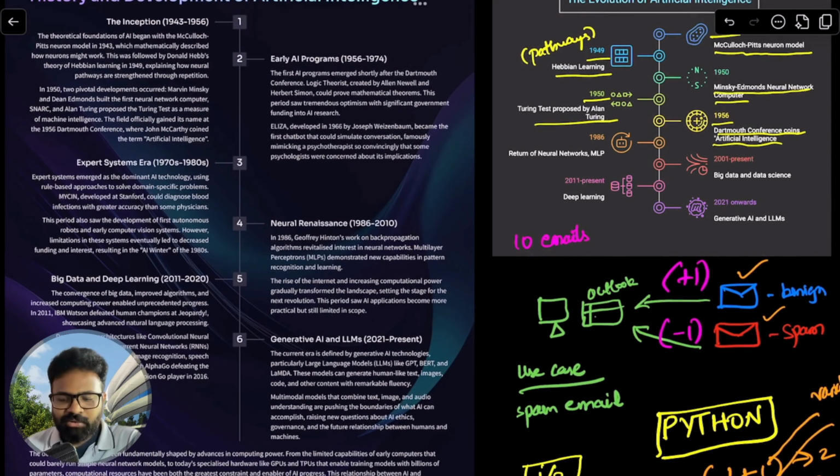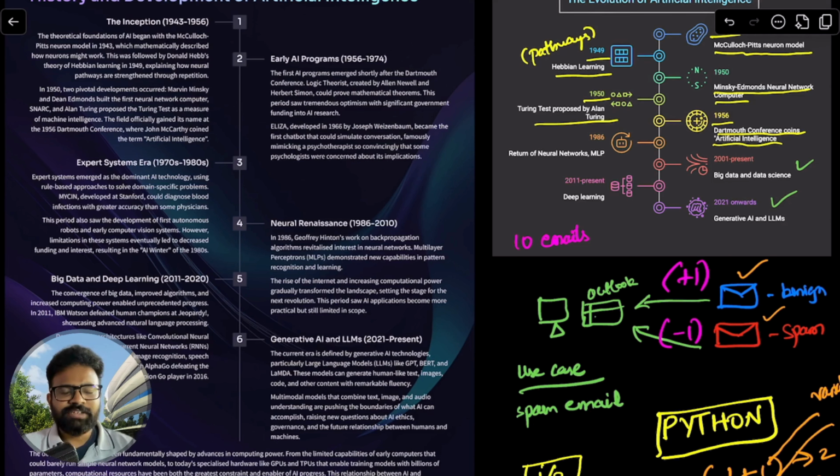Let me go back to the evolution of artificial intelligence. So till now we stopped with big data and data science, and in 2011 we went to deep learning. Deep learning we discussed earlier, like CNN and RNN. CNN, the convolutional neural networks, are used in self-driving cars, and in 2021 we have generative AI and LLMs. What is AI and generative AI?